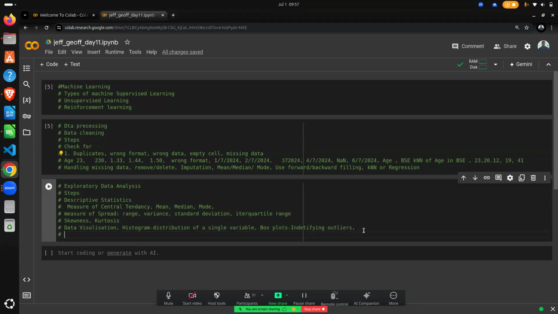Are we together? Yes. Is it related to the distribution of the data? Exactly. Skewness is related to the distribution of the data.